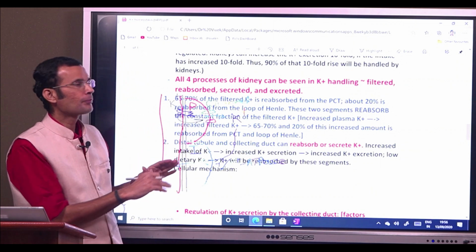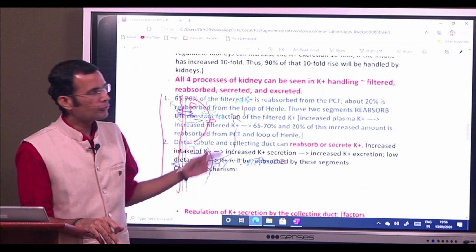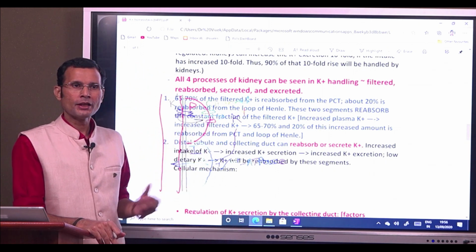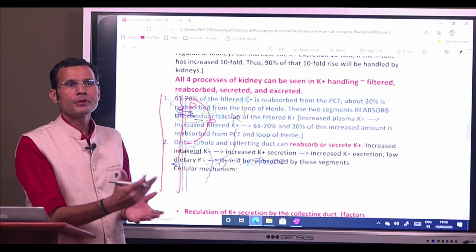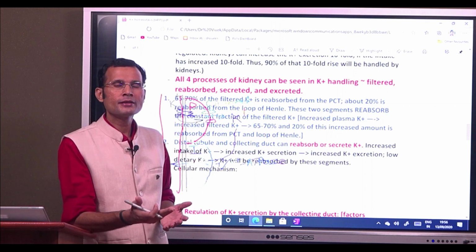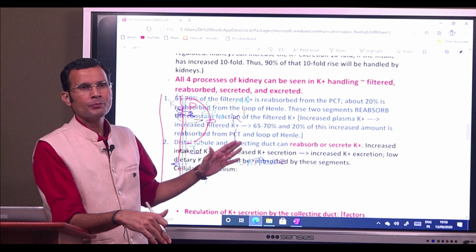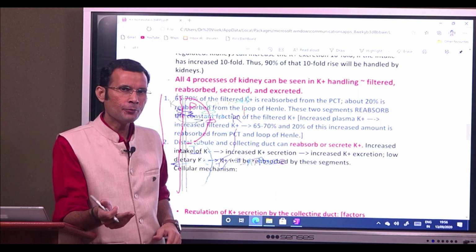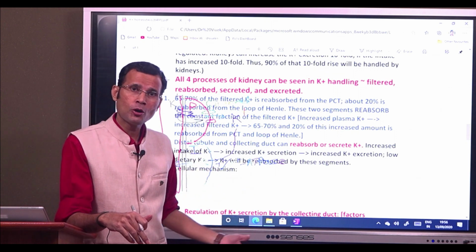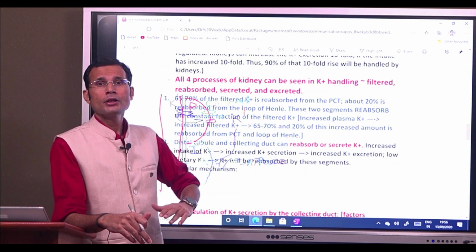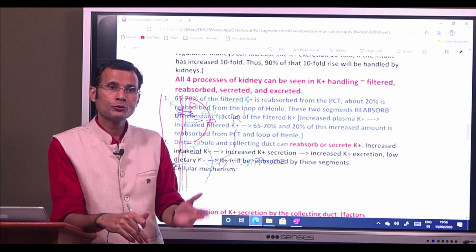So potassium, I think the only other substance on which all these four processes can occur is urea. The tubular cells are highly permeable to urea, and therefore all four processes occur. But of course, urea is finally to be excreted. Potassium is needed by the body, so it can be reabsorbed, or if it is increasing in the plasma, it has to be excreted out. So it will be secreted.